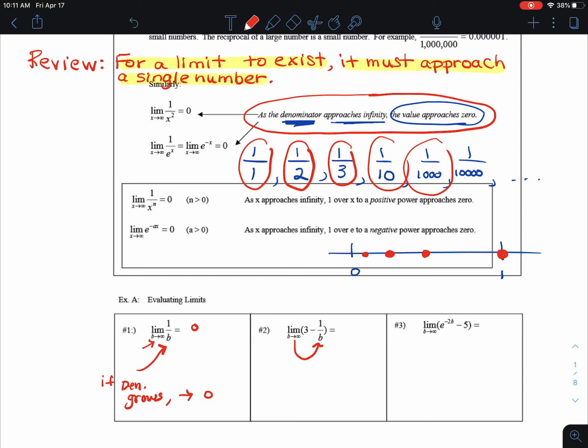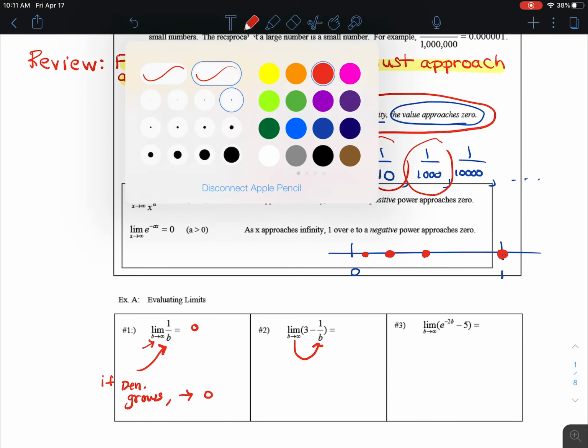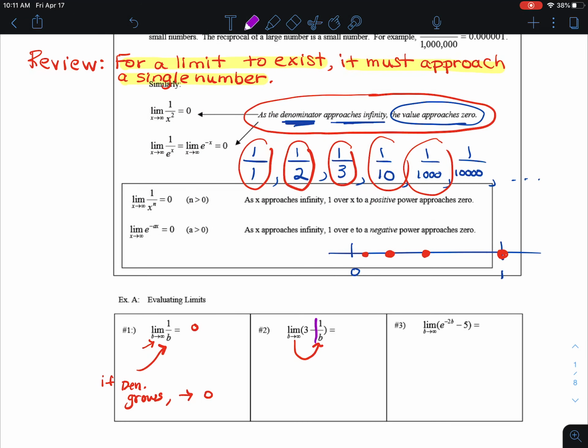If we were to plug in larger and larger numbers for that denominator, now be careful here. It's going to cause this fraction to approach 0, but I still have this 3 in front of it, so my answer to this problem would be 3, okay?